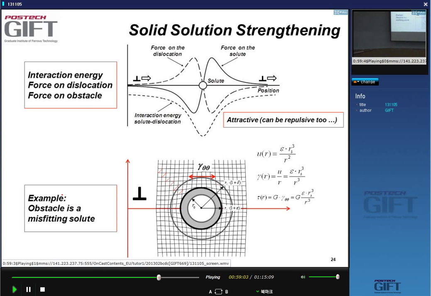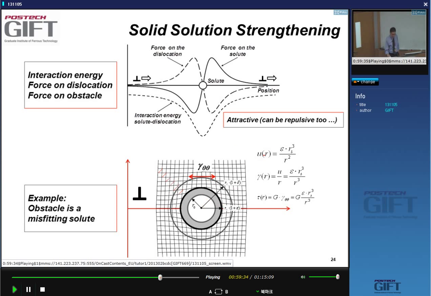Say for instance, here is the lattice, and here is the dislocation, and in this lattice I've put in a misfitting atom. So around this atom there will be a displacement. This is a misfitting atom, it's larger than the iron atom, so around it the lattice will be squeezed.